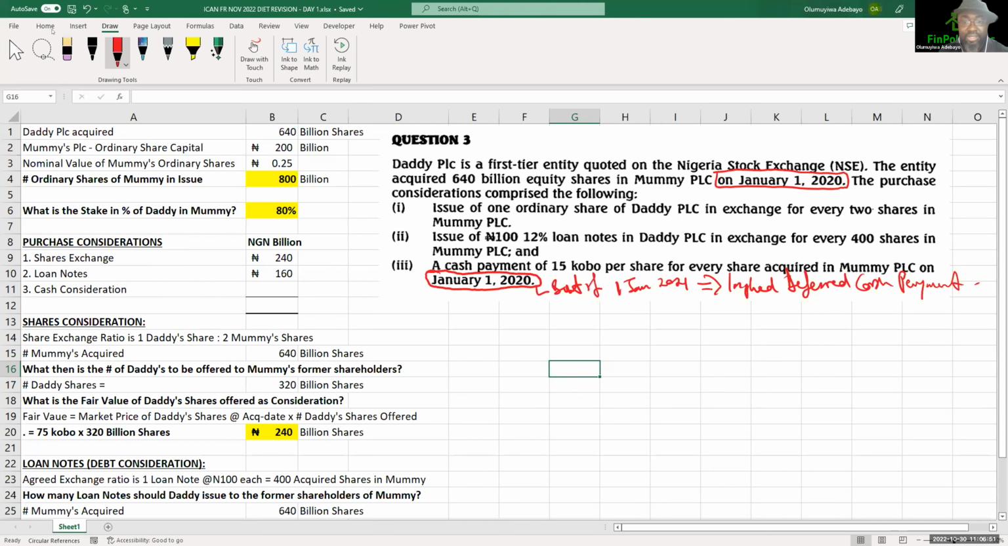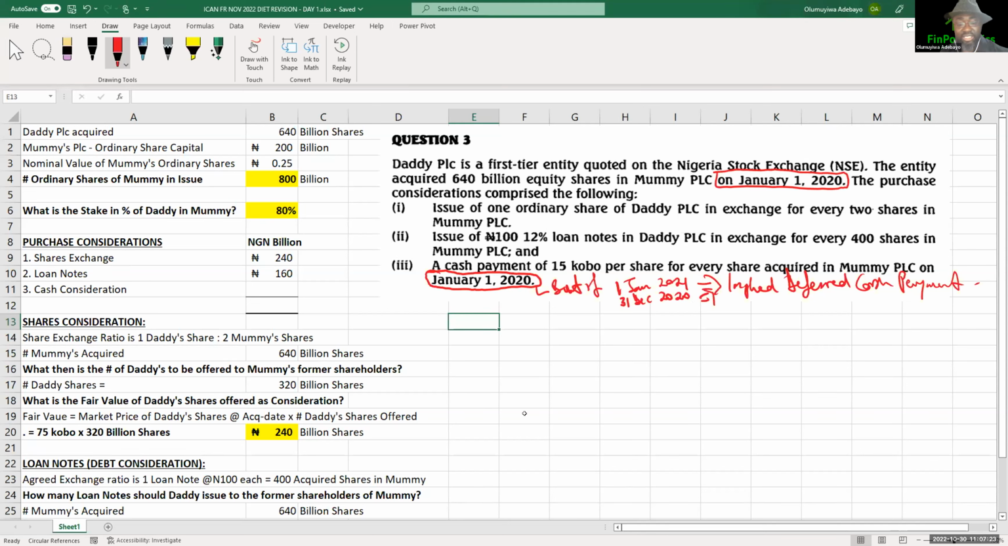Okay. And those are the salient things. You might find this same example in your question, but the only difference is that they changed this 2020 to 2021, whereas acquisition took place 2020. It then means it's a deferred cash consideration. Or instead of making it 2021, they might as well make it 31st of December 2020, which is still a year apart from 1st of January 2020. Please, guys, always take note of it.